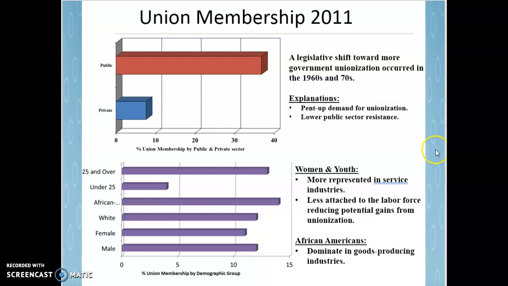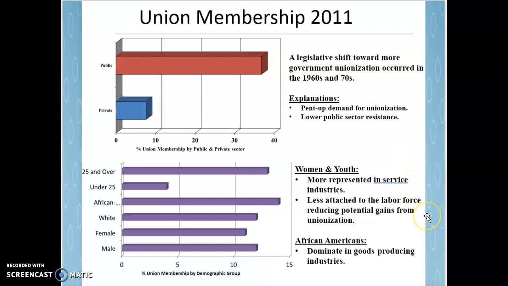Look at the demographics. So union membership by group. Women and youth tend to be less represented by unions. You can see that here. Women here are at about maybe 12%, whereas men are higher. Men are more likely to be unionized. And then younger people are less likely to be unionized. Under 25, you're looking at around 4% union, whereas 25 and over, all the way up here to 13 or so percent. And the theory is that women and youth are more likely to work in industries that aren't as union oriented, service industries.